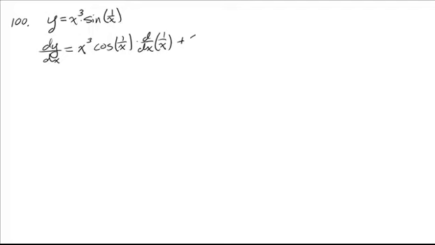Plus, now the other side of our product rule, we have the sine of 1 over x times the derivative of x cubed. And since we're already having one derivative taken in the next step, let's just write that down.